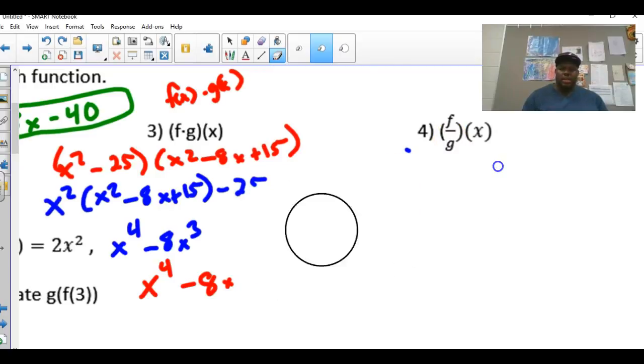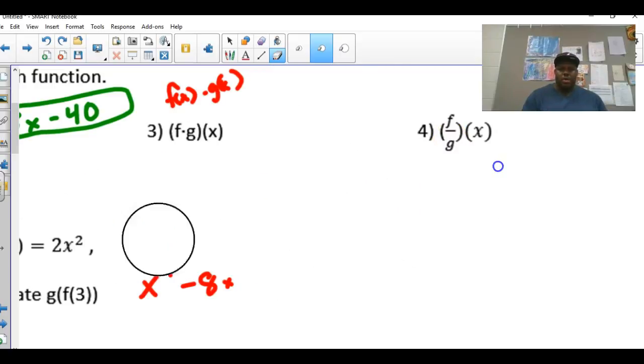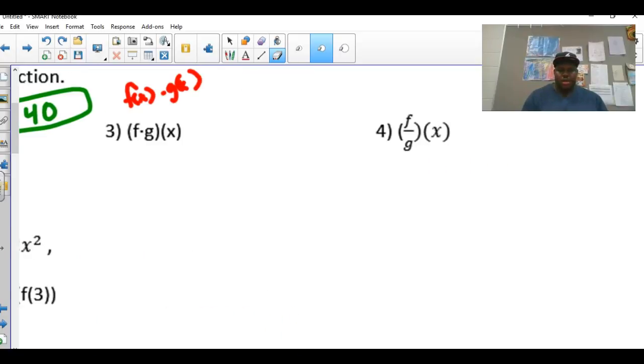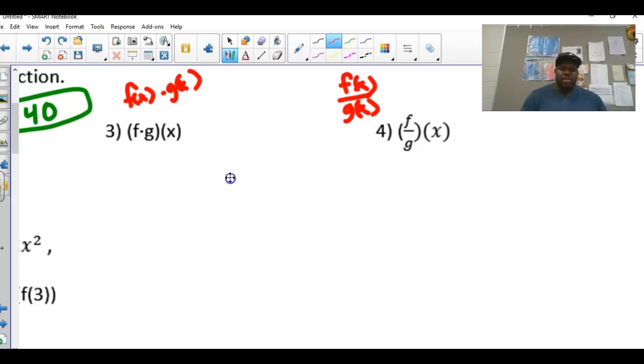Now, guys, let's take a look at number 4. Number 4 says f divided by g. All right, so again, that's f of x divided by g of x. So with that being said, we have x squared minus 25 divided by x squared minus 8x plus 15.